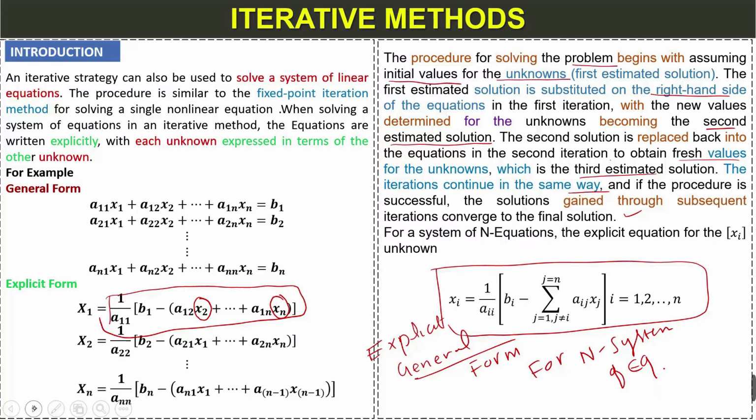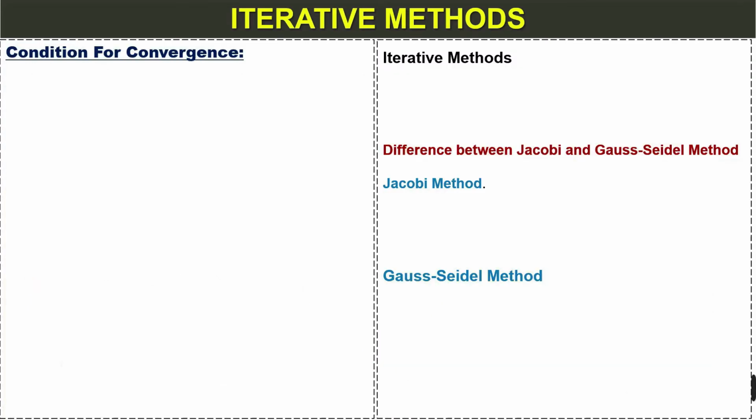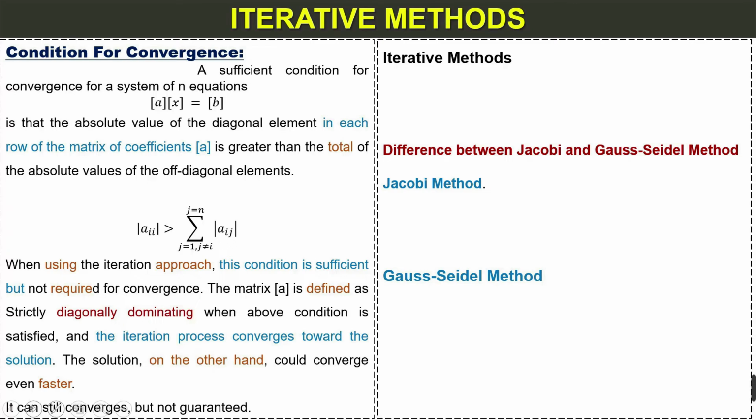Now we discuss when this iterative method will converge toward the exact solution, or will not converge to the exact solution. The condition for convergence of the iterative method: we have a sufficient condition, not a necessary condition. A sufficient condition for convergence for a system of equations like Ax = b is that the absolute value of the diagonal element in each row of the coefficient matrix A is greater than the sum of the absolute values of the off-diagonal elements.